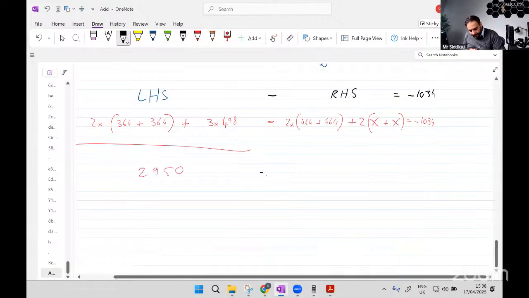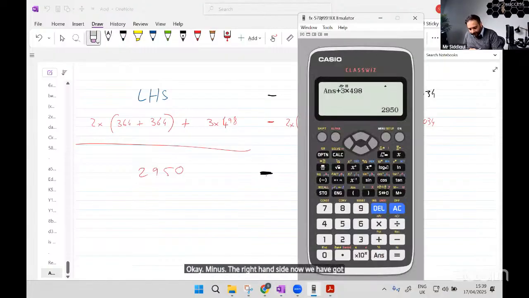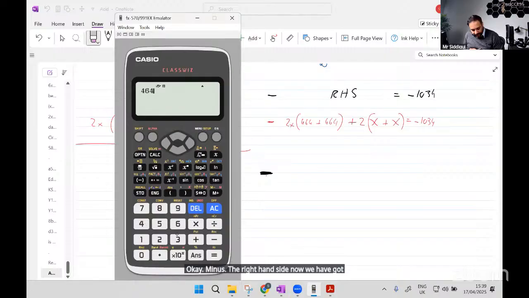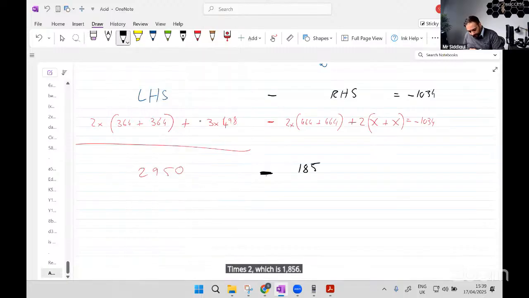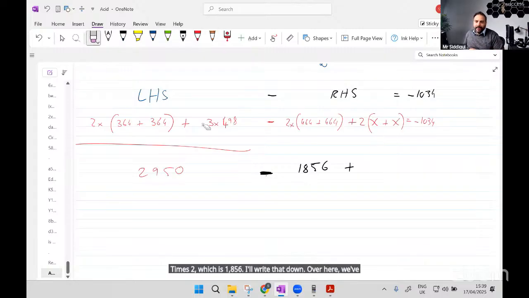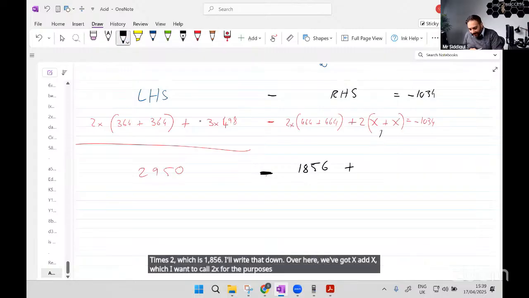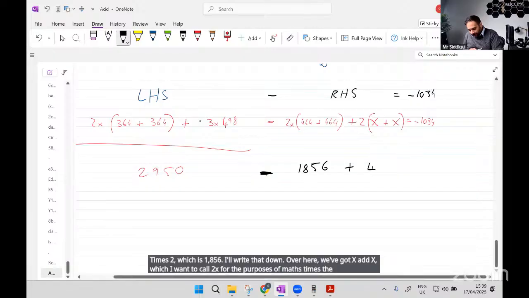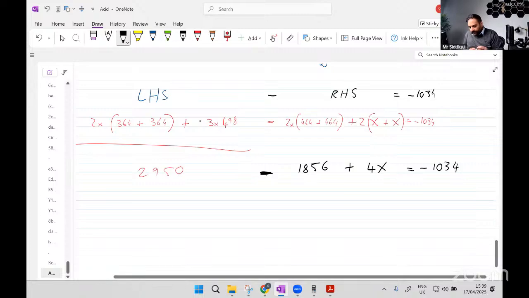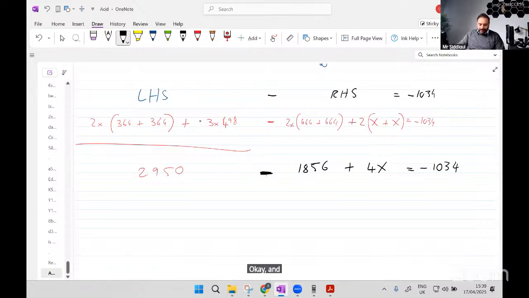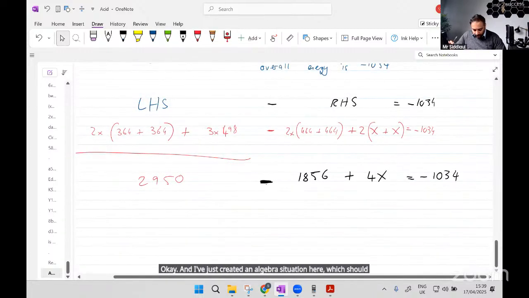Okay, minus the right-hand side now. We have got 464 plus 464 times 2, which is 1,856. I'll write that down. Over here, we've got X add X, which I want to call 2X for the purposes of maths, times the 2, which is 4X. Okay, and I've just created an algebra situation here, which should be easy enough to do with one exception.